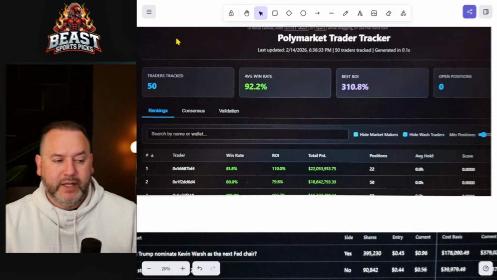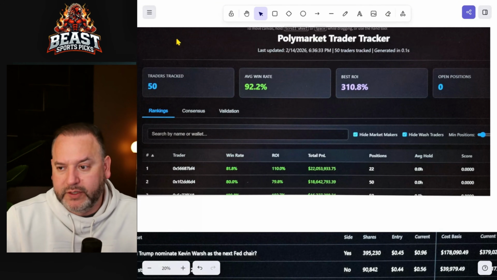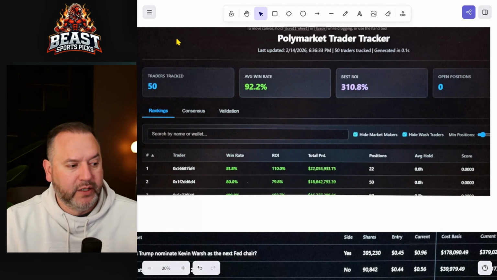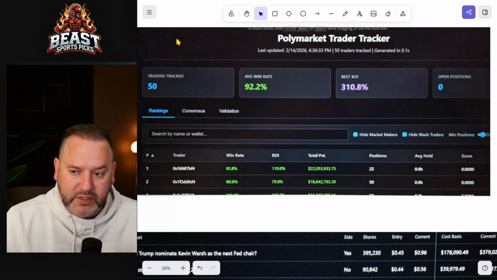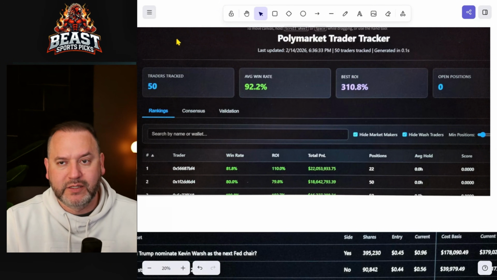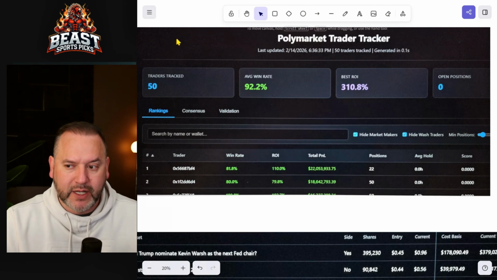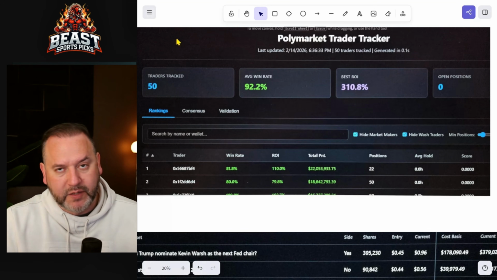Besides that, I was building out this Polymarket trader tracker. What this means is that it goes out on Polymarket and tracks the top wallets inside of Polymarket. This is going to be very huge. I'm thinking about including it inside SharpEdge. I'm not exactly sure if that's what's going to happen, or if I'm going to sell it as a separate thing, but this is going to be extremely, extremely powerful for us going forward.